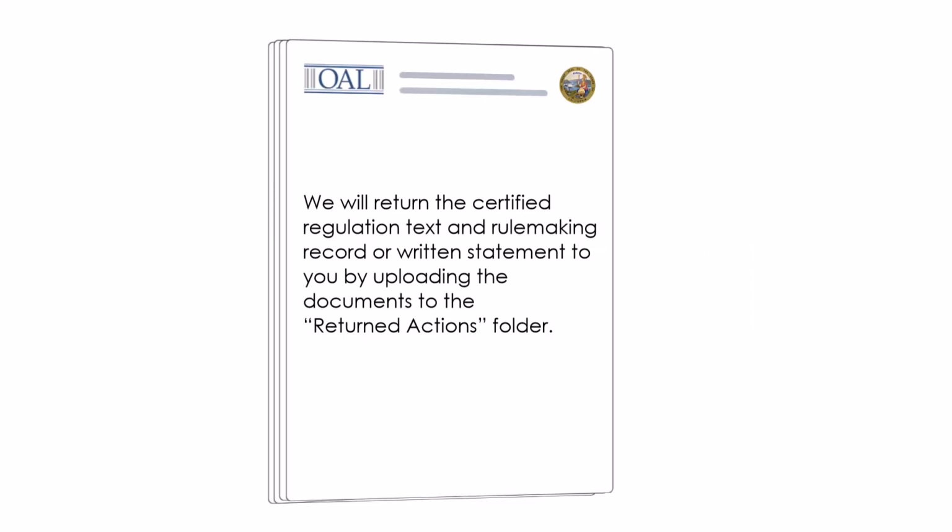Return of completed actions. After our office has taken action on your submission, we will return the certified regulation text and rulemaking record or written statement to you by uploading the documents to the Returned Actions folder using a folder name matching the subject of the regulations listed in Section B of the Form 400.